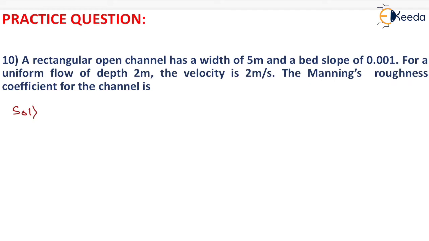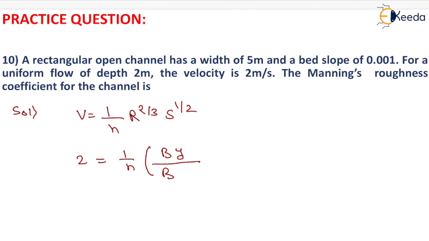Now Manning's equation is given by V equals 1 by n R to the power 2 by 3 S to the power 1 by 2. Therefore, on putting the values we will have 2 equals 1 by n times (b into y upon b plus 2y) to the power 2 by 3 into S to the power 1 by 2.